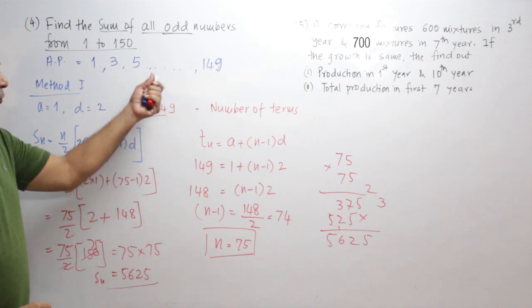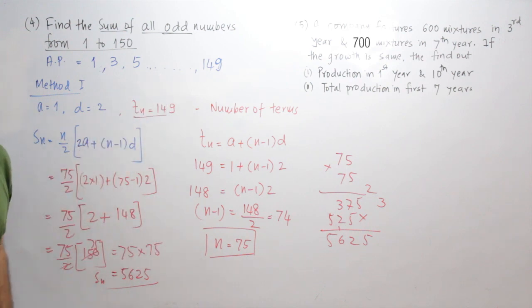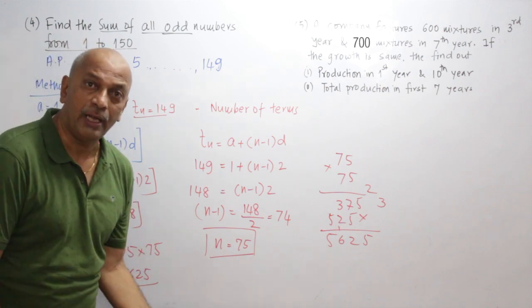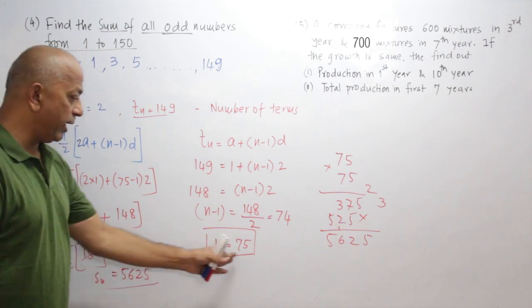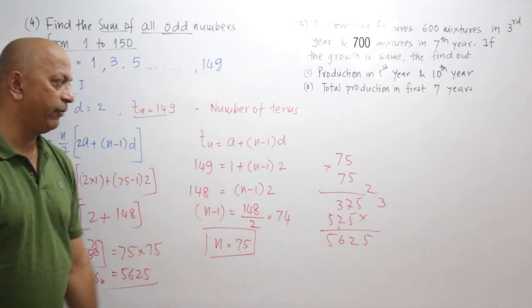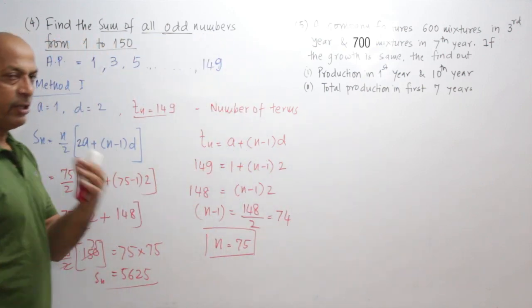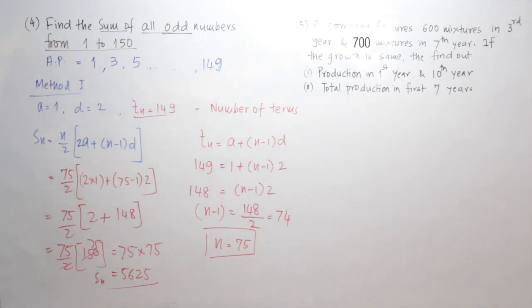In fact, we have done it last time, the sum of all the odd numbers is n square. So n square, n is 75, 75 square, you do it, 5625. I think it's quite simple. Whichever method you use, you will get the same answer.